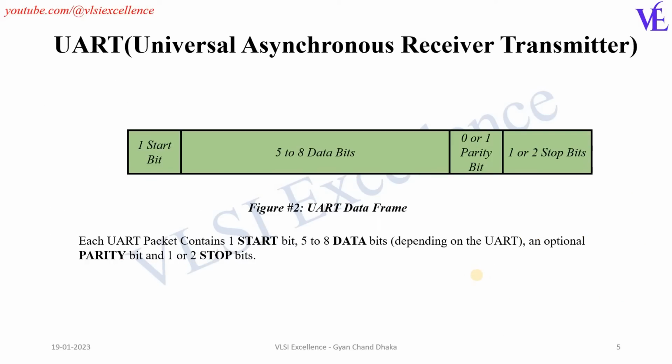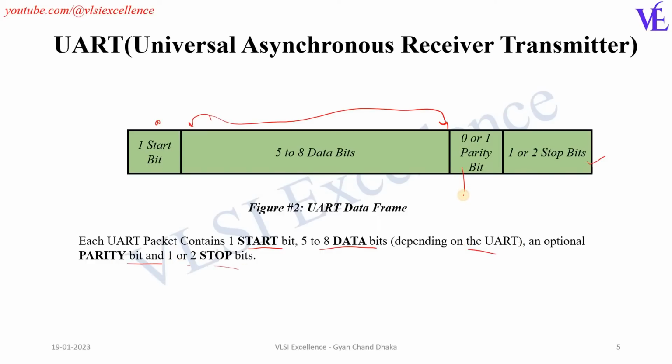Now this is the UART data frame. Here we have the start bit, then the actual data which we have to send, and then one optional bit, which is the parity bit. As per the user application, we can either send a parity bit or not include it, and then we have one or two stop bits. So each UART packet contains one start bit, 5 to 8 data bits depending on the UART, an optional parity bit, and one or two stop bits.